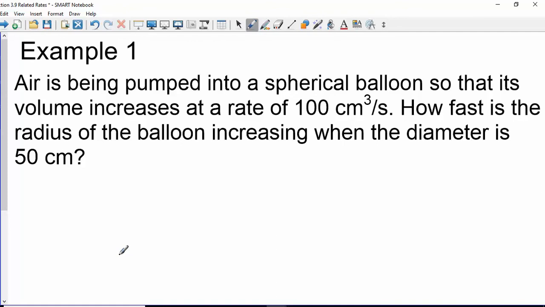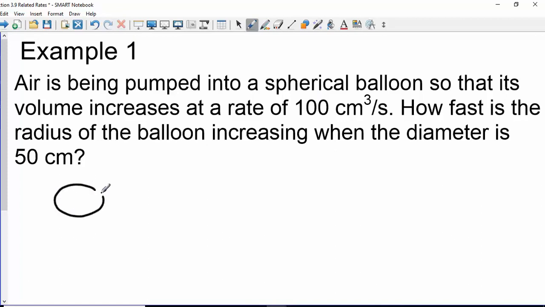Air is being pumped into a spherical balloon so that its volume increases at a rate of 100 cubic centimeters per second. How fast is the radius of the balloon increasing when the diameter is 50 centimeters? What do you want to do? Write down what we have, okay? We're talking about a spherical balloon. Do you guys know what that is? Like a 3D circle.